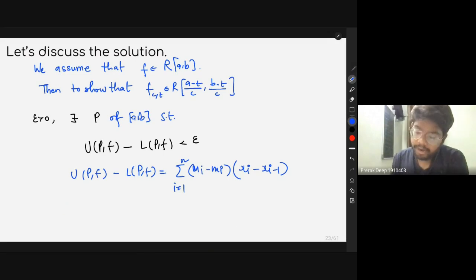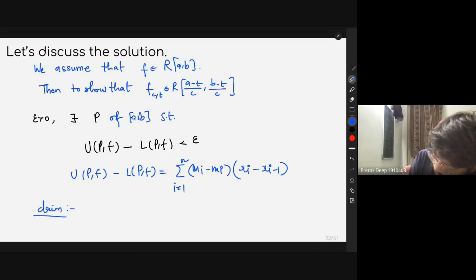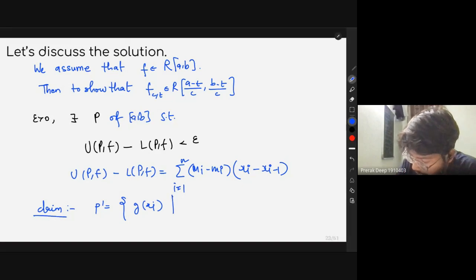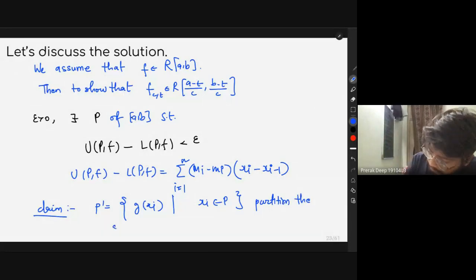So we need to find out a partition P prime, which happens to be this. Let us see the images of these xi's under G. So now the claim is a partition P prime, which is defined to be G of xi for each xi in the partition P, correct? So we say partitions the set.